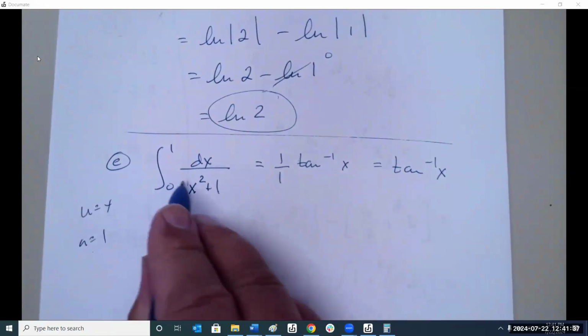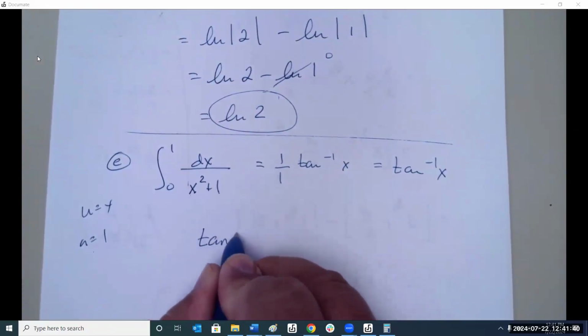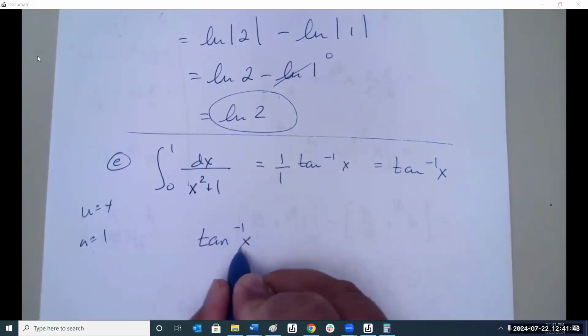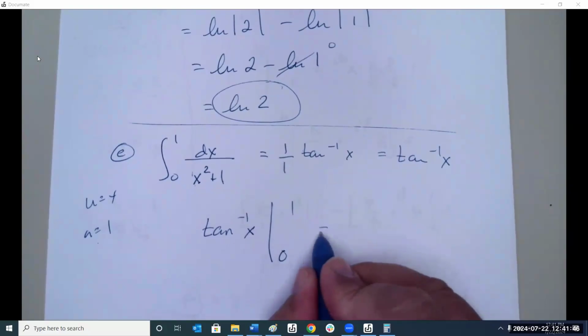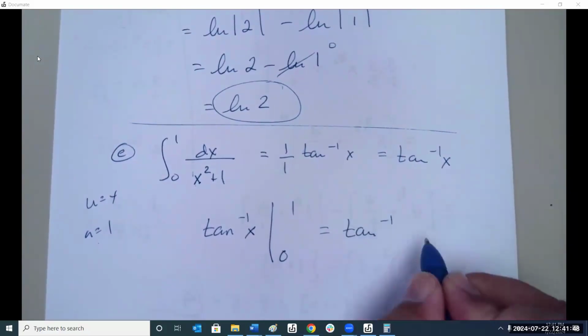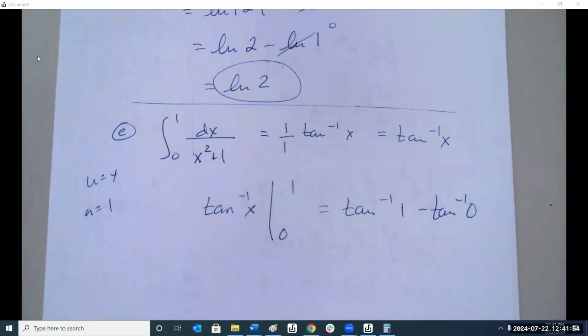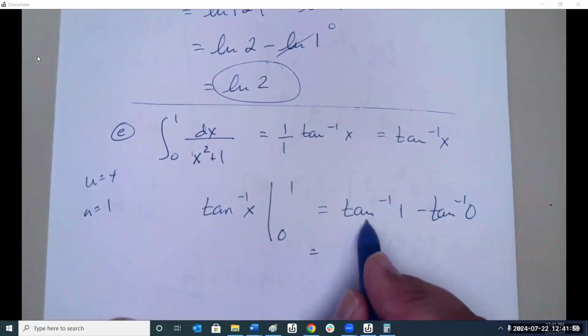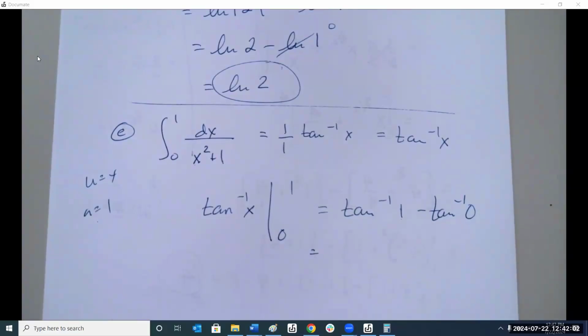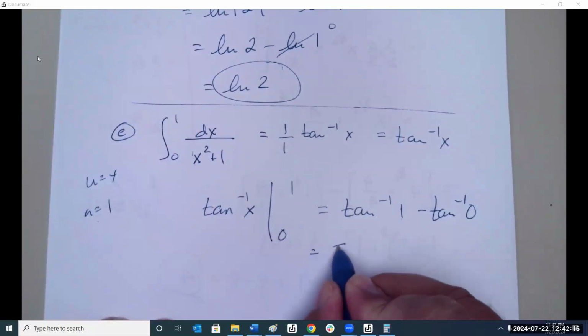So we know that this integral is the inverse tangent from 0 to 1. So 1 minus 0. So what angle of tangent gives me 1? Hmm? 45 is pi over 4. Not 45 degrees, but pi over 4. So it's pi over 4.